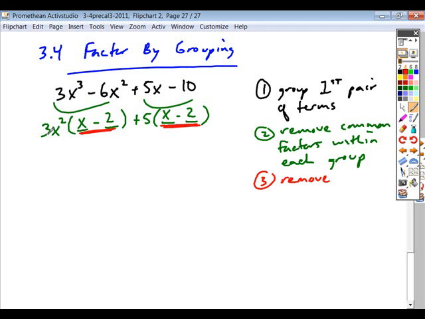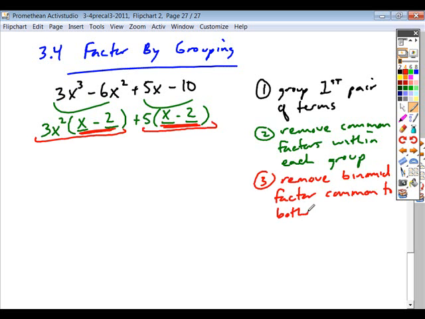And you're going to treat this whole thing as a set of factors, and you're going to remove the common binomial factor. So if you look at these remaining factors, we have 2 sets of factors here. The common one between them is this binomial factor of x minus 2, which means when we remove that, whatever's left is going to have the same form as this original, which was one group plus another group.